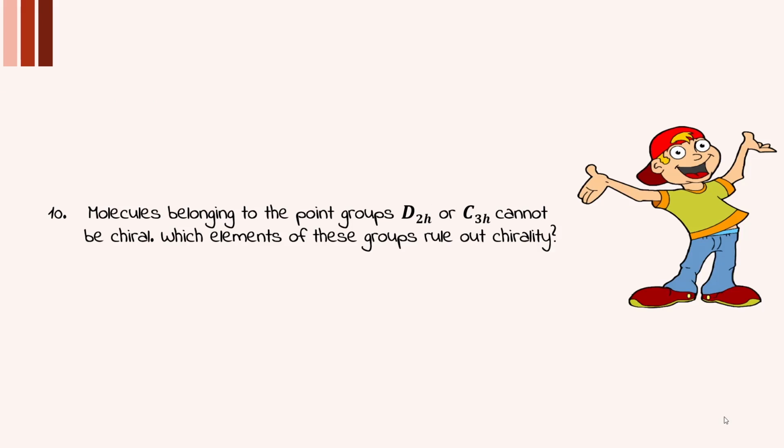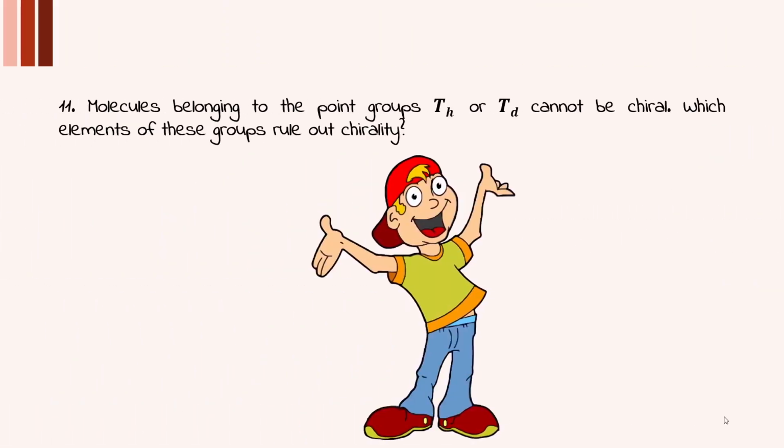Then molecules belonging to the point group D2h or C3h cannot be chiral. Which element of these groups rules out chirality? Think of it. Quite easy to analyze. Molecules belonging to the point group Th or Td cannot be chiral. Which element of these groups rules out chirality? Interesting? Yes, go and find out the reason.